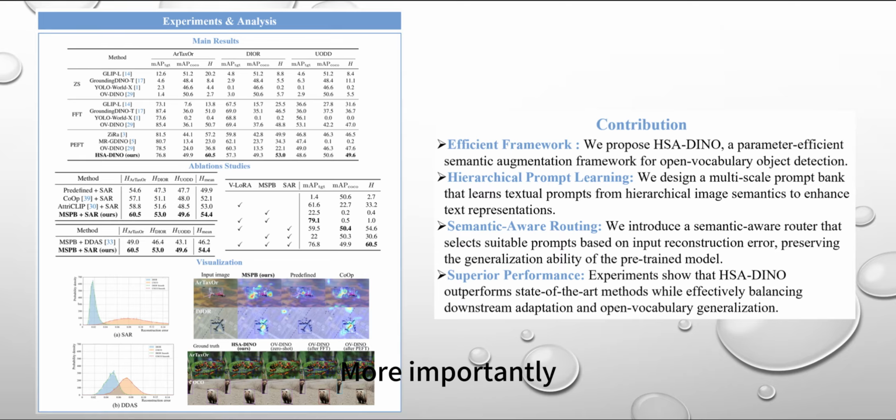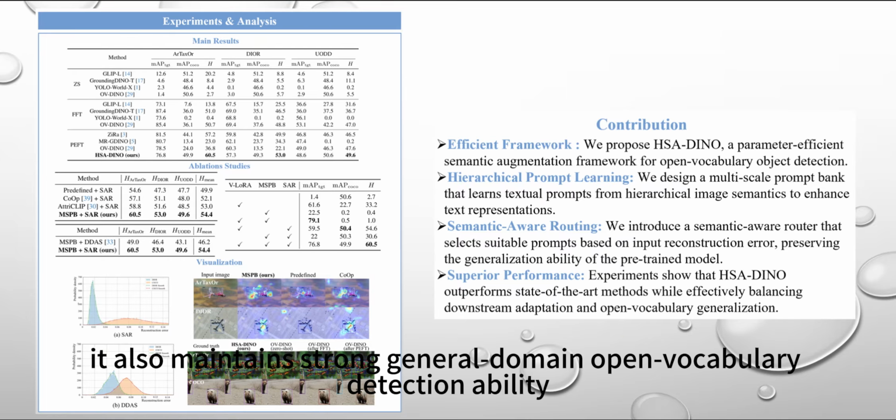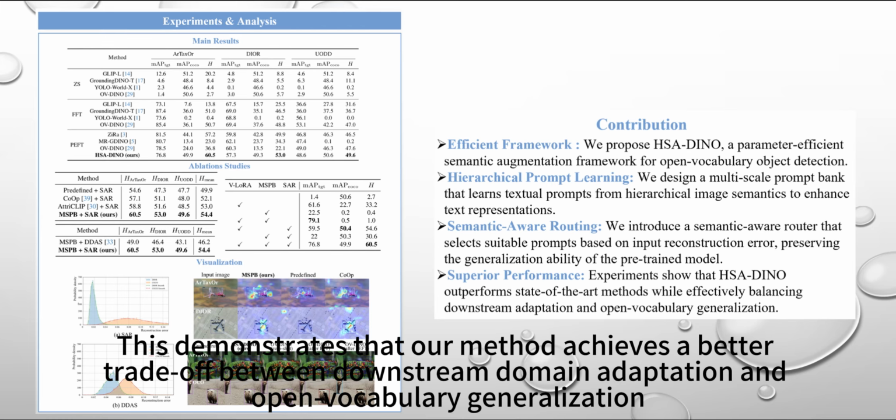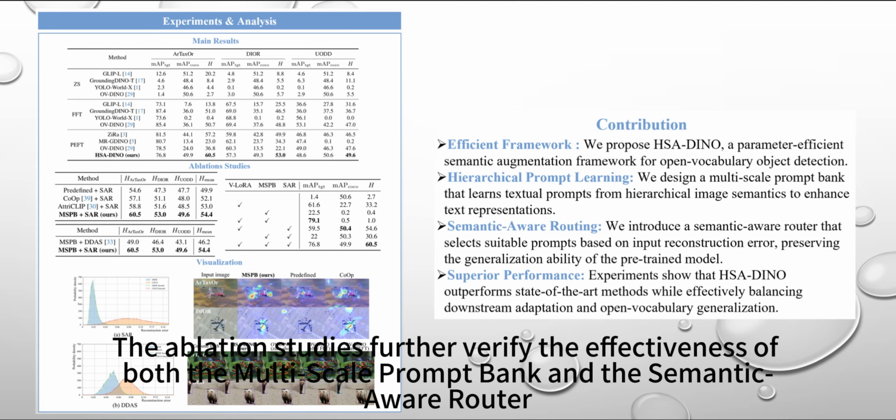Experimental results show that HSA-DINO achieved superior performance on multiple vertical domain datasets. More importantly, it also maintains strong general domain open vocabulary detection ability. This demonstrates that our method achieves a better trade-off between downstream domain adaptation and open vocabulary generalization. Ablation studies further verify the effectiveness of both the multi-scale prompt bank and the semantic-aware router.